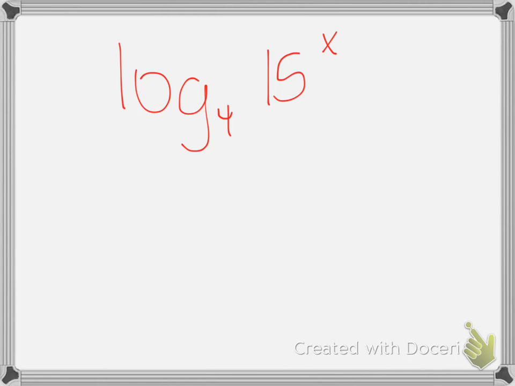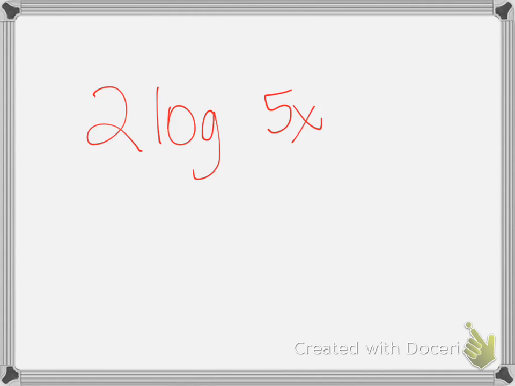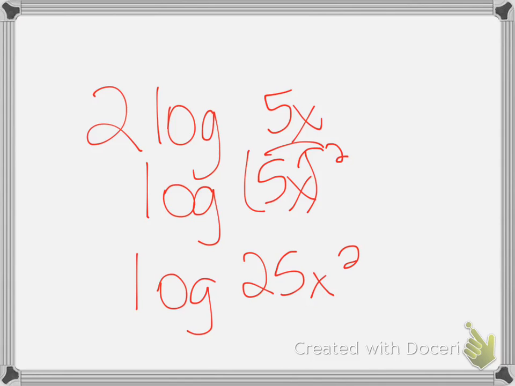An example of that would be log base 4 of 15 to the x. You could also write that as x times log base 4 of 15. So this term here can go here or there, back and forth, wherever you need it based on the problem that you're doing. However, I do want to make one little mention. If you have something like 2 log of 5x and you change it to log of 5x squared, remember the squared would go to both terms, not just one, so it would be log of 25x squared.